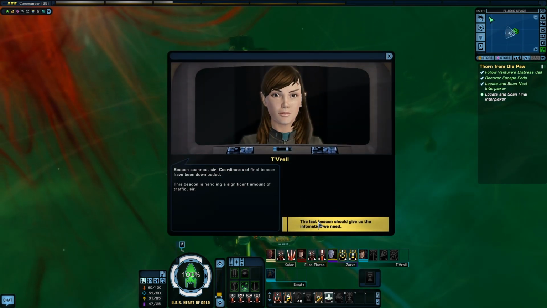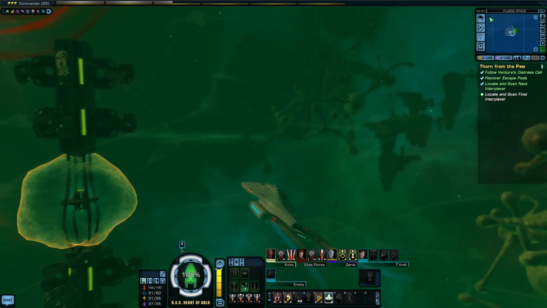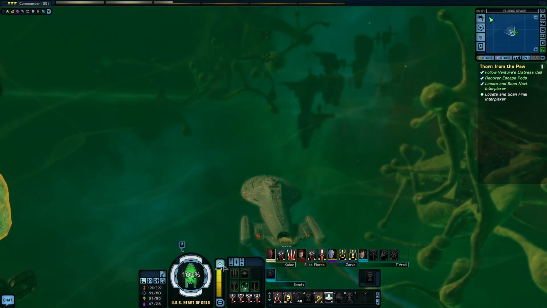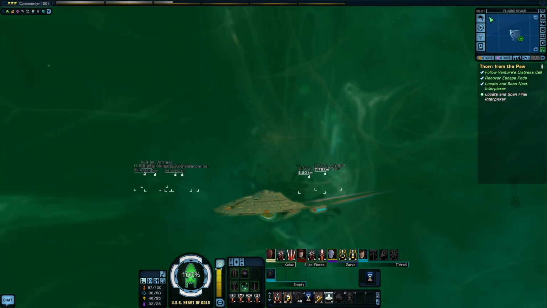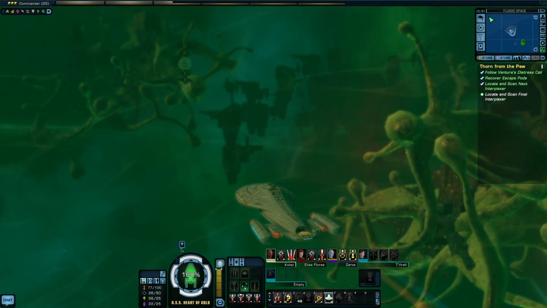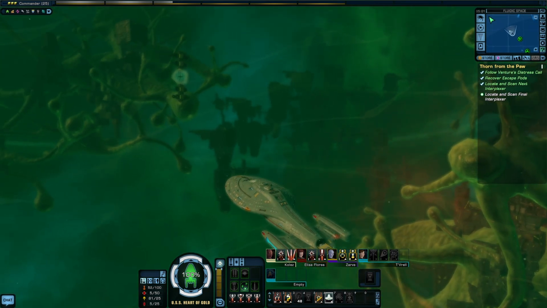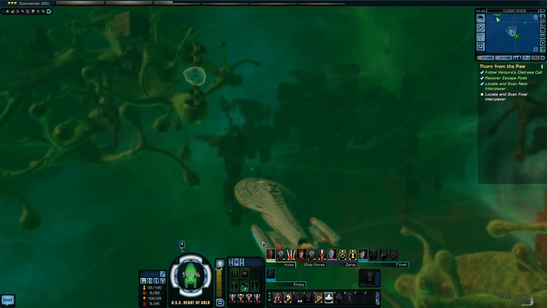Beacon scanned. Coordinates of final beacon have been downloaded. The beacon is handling a significant amount of traffic. Now, last beacon should give us the information we need. But I see something ahead. If that's what I suspect it is, we're in trouble. I'm not going to say what it is. I'm going to let you lovely people guess what it is. And I think you know what it is.